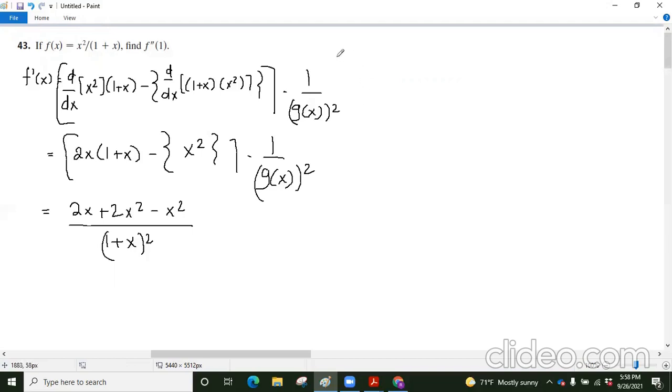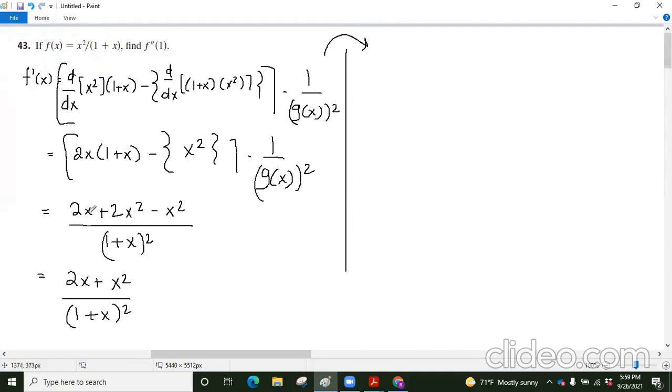And now that we have the first derivative, we're going to hop on over and take the second derivative. So the first derivative is what? We said that it was 2x plus x squared over 1 plus x squared, 2x plus 2x squared plus 1 over x squared. We said that was the derivative. And now we're finding the second derivative, which is going to be more tedious.